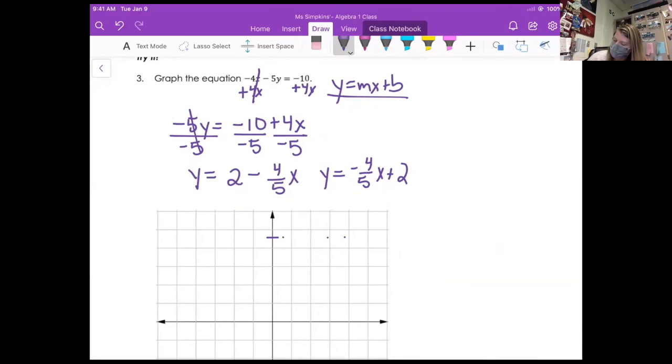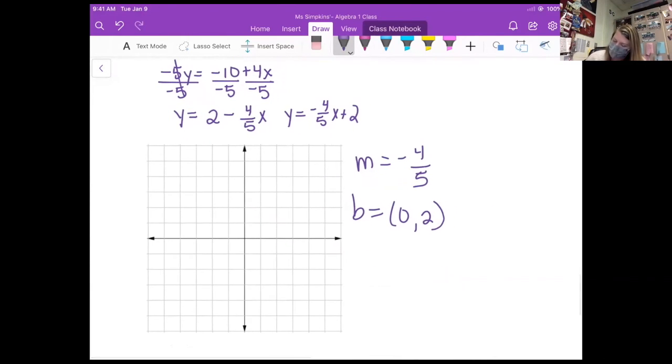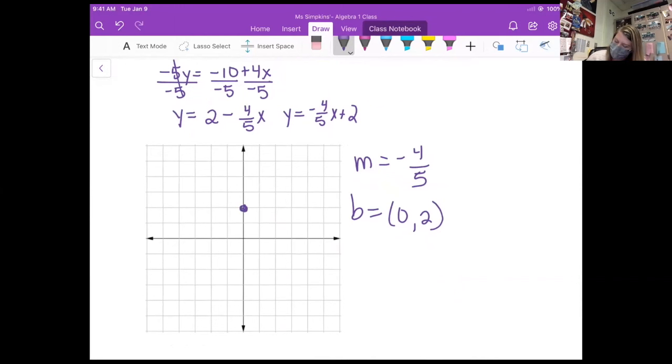So our slope, which one of those numbers is slope? Nope. -4/5, the number in front of x. Don't let me down. What's the y-intercept? (0, 2). So let's graph it. We start at (0, 2). That's our first point. Then we apply the slope. The slope is negative. So which direction are we going to go first?